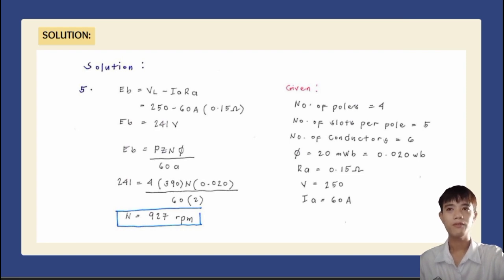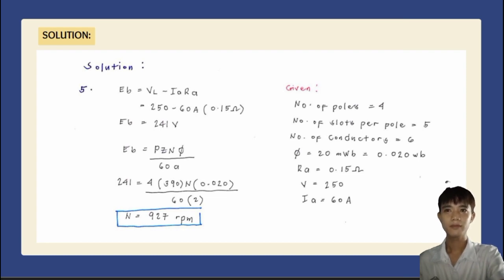So the electromotive force is equal to the line voltage minus the armature current times the armature resistance. So substituting the values, we have 250 minus 60 amperes times 0.15. We have the electromotive force equal to 241 volts.